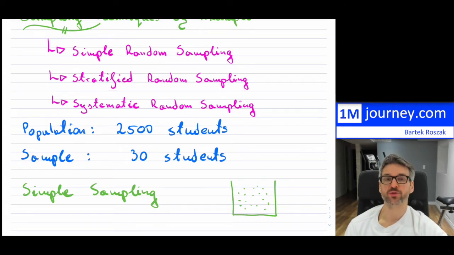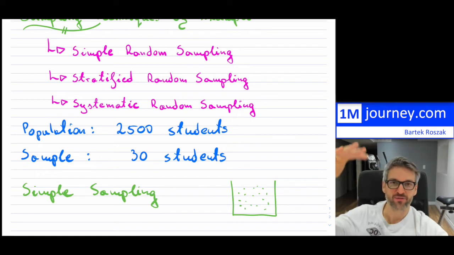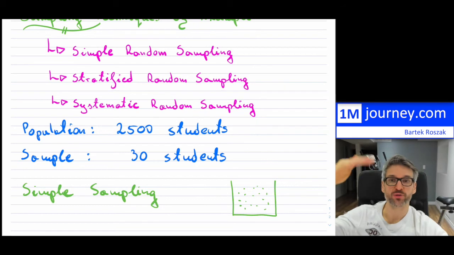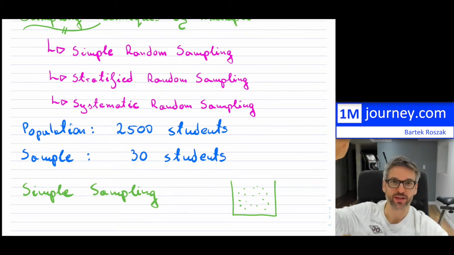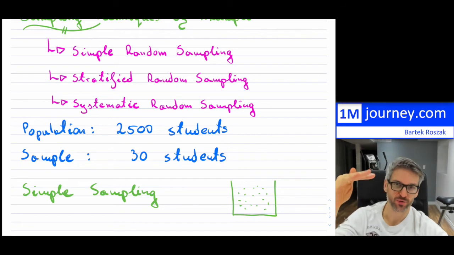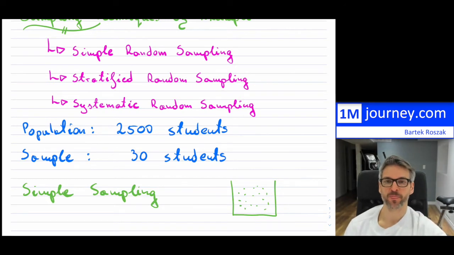So one way to do that is every student will have a student number, and with that student number, you can assign the first student with the lowest student number as number 1. Then student number 2, student number 3, student number 4, and you list them from 1 to 2,500. And now you're going to pick them at random.